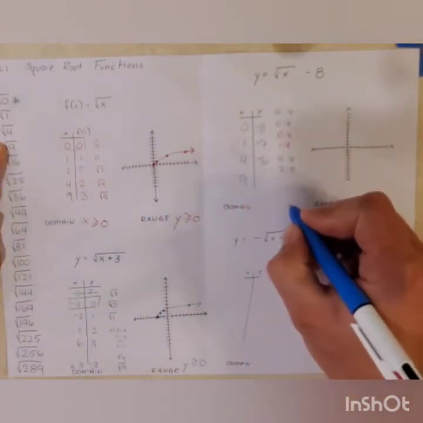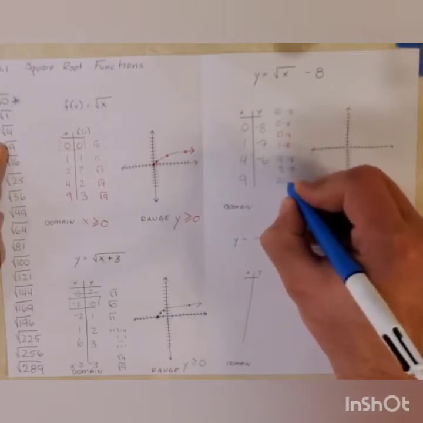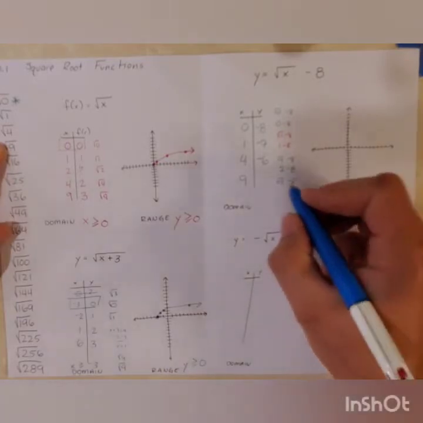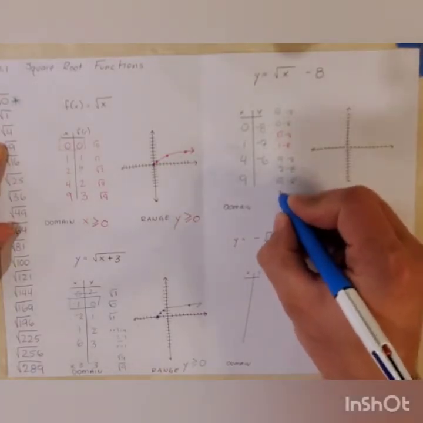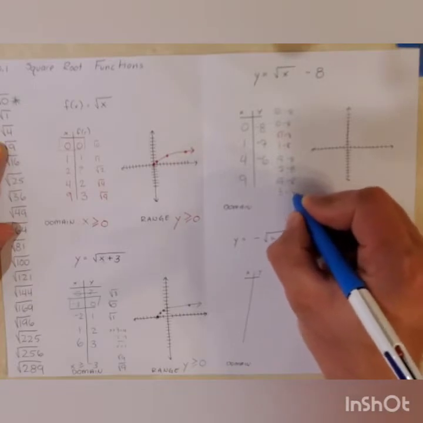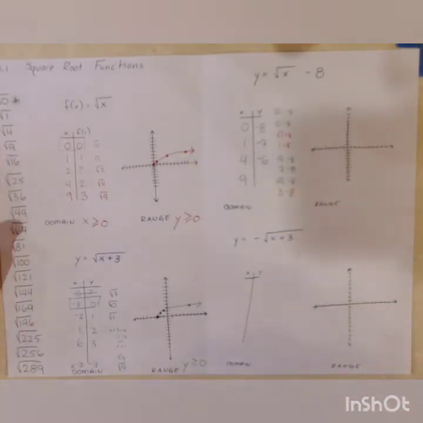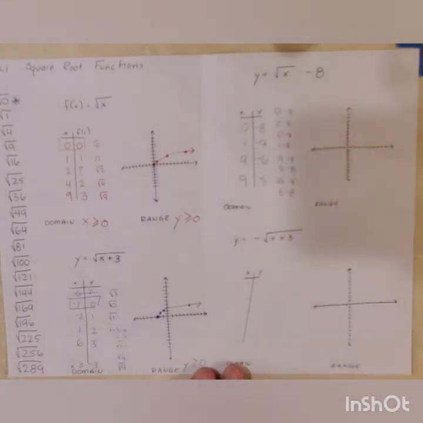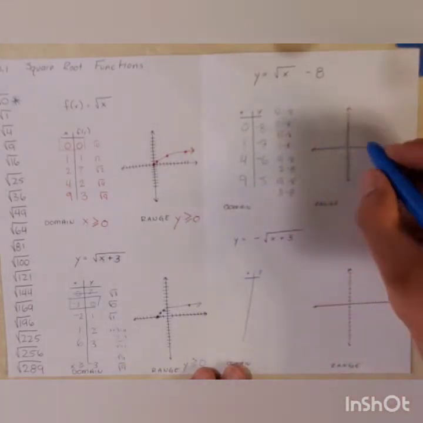I plug in 9. Square root of 9 minus 8. Remember, this is not 9 minus 8. It's the square root of 9 minus 8. The square root of 9 is 3. 3 minus 8 would give you a -5. There's my table. I graph this, 0, -8.